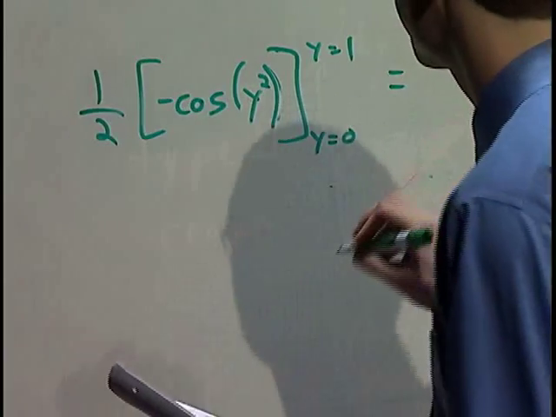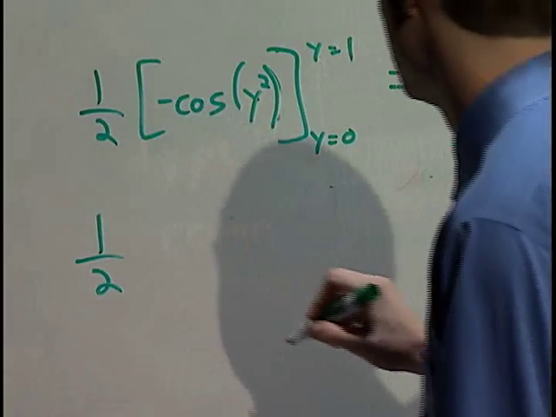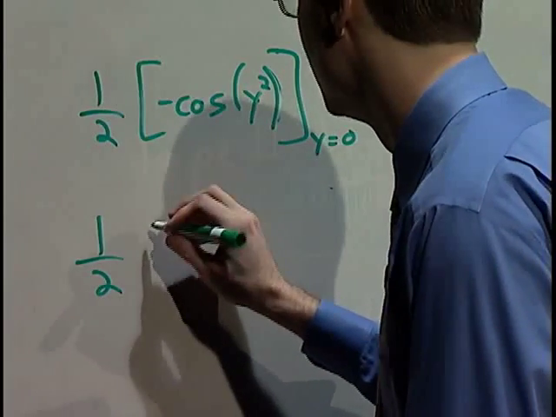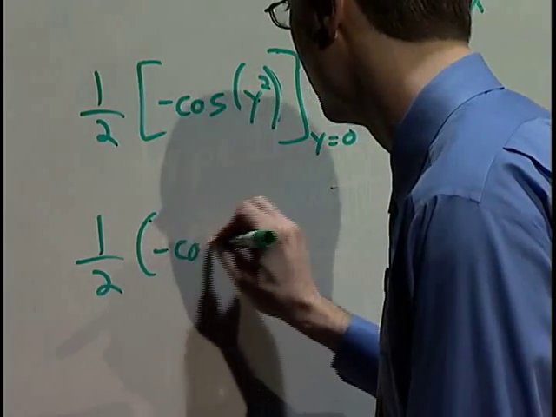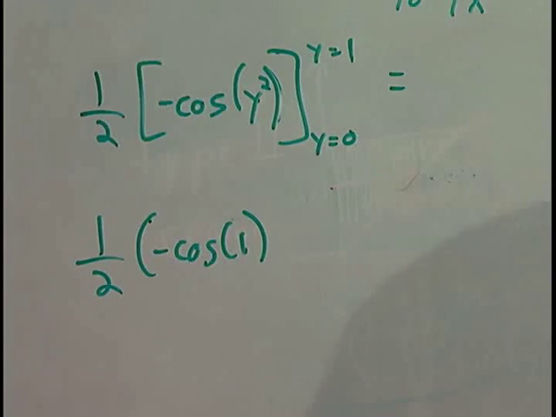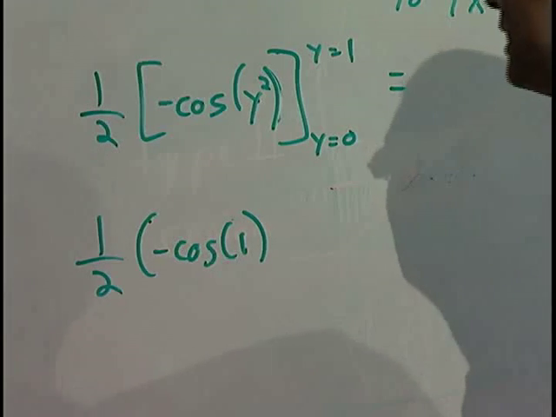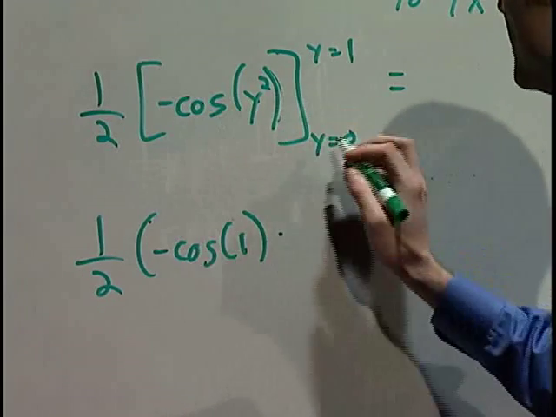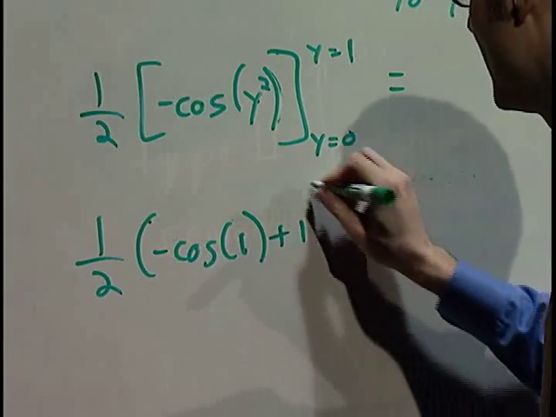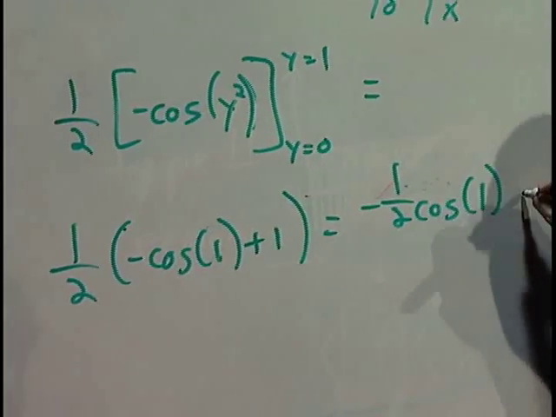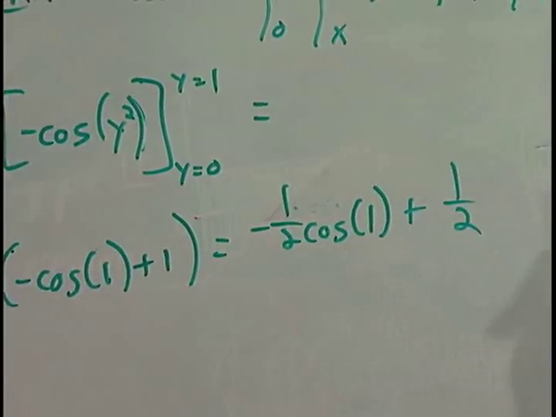And so this ends up being what? Negative 1/2, and then you plug in 1 there. So that's 1/2 times the negative cosine of 1, and then the negative cosine of 0. So cosine of 0 is 1, so that's a negative 1, that's a plus 1, yeah. All right? So you wind up with what? Negative 1/2 cosine 1 plus 1/2. Is that what I've got? Yeah, it is actually. All right.